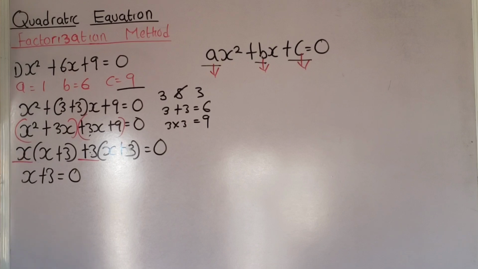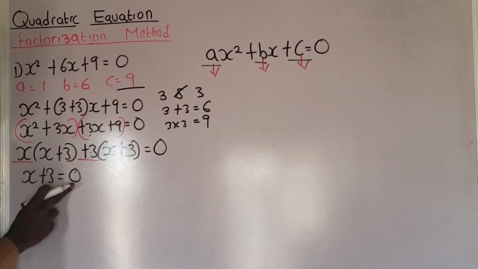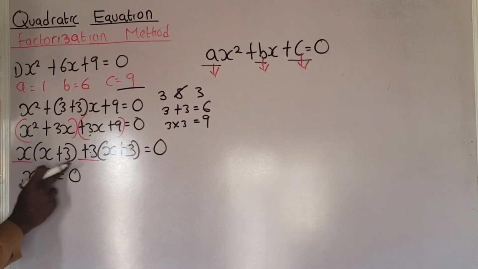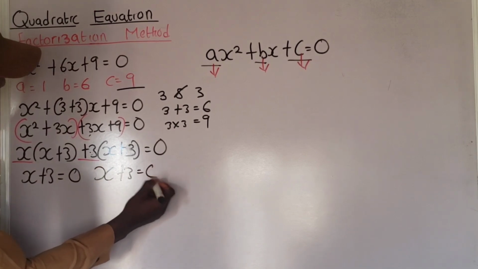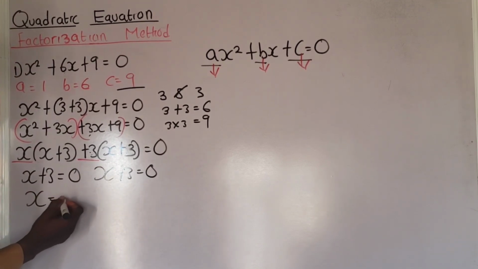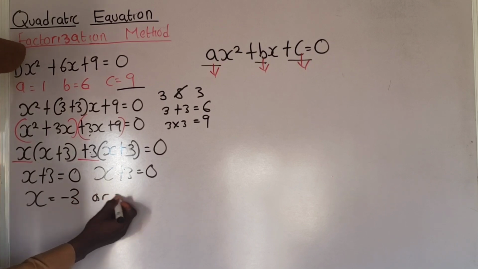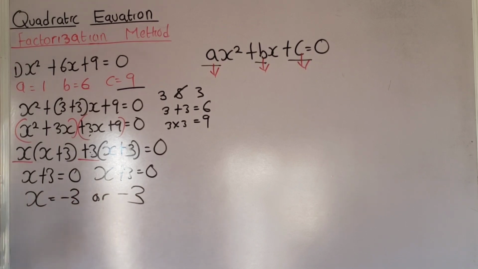Okay? So let us proceed. Now I'm going to take one of these brackets. Since the values are not the same, I'm going to take one of these brackets: x plus 3 equals 0, that is for this and this. So I'm going to take either this or this, I'm going to have x plus 3 equals 0. Here I'm going to have x equals negative 3. You understand? That is the value of x, okay?